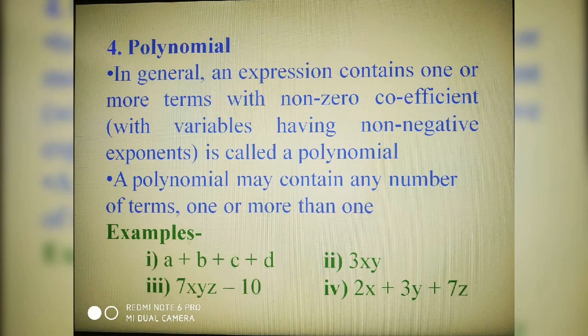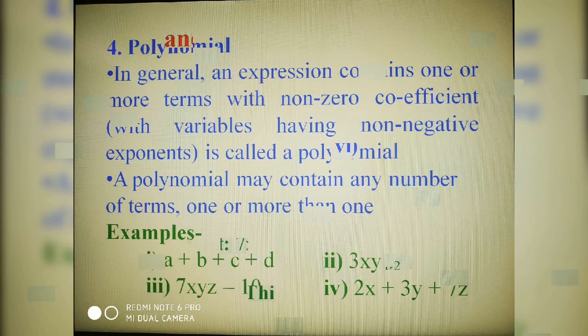Then polynomial. In general, an expression containing one or more terms with non-zero coefficient, that means with variables having non-negative exponents, is called a polynomial. That means the variables should have exponents non-negative integers. A polynomial may contain any number of terms, one or more than one. That means monomial, binomial, trinomial, all are polynomials. Examples are there.